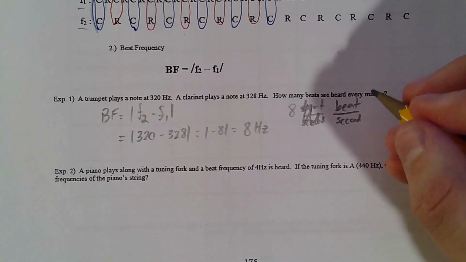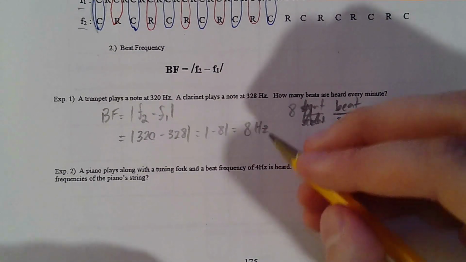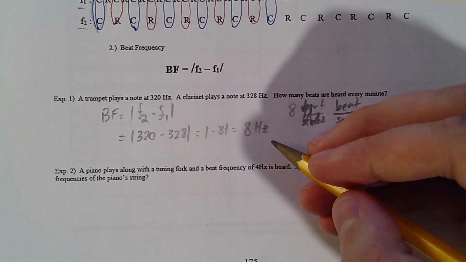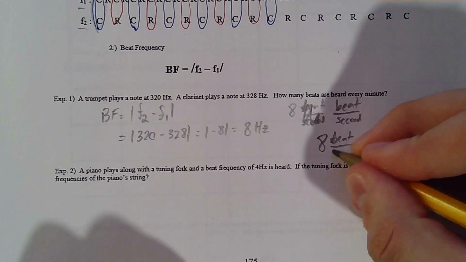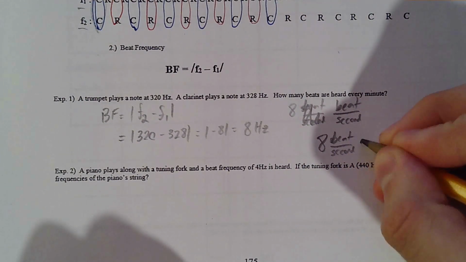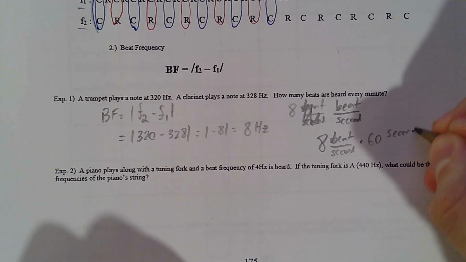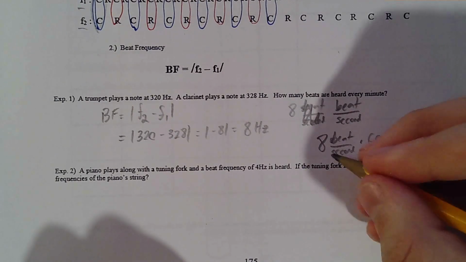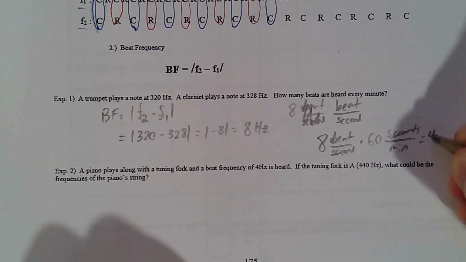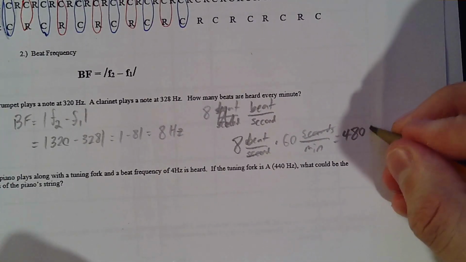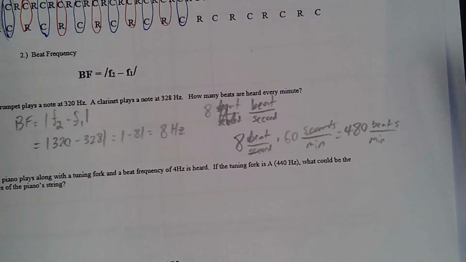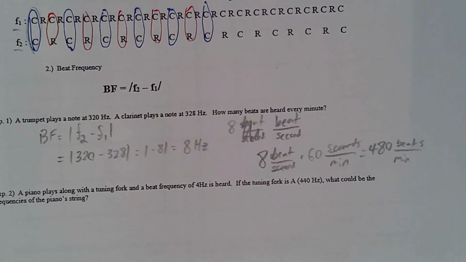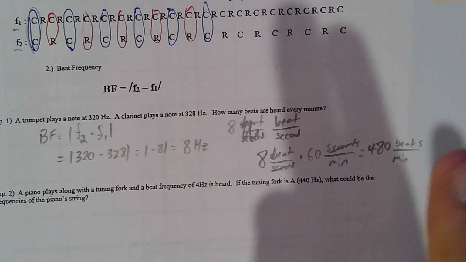Well, if we're looking for how many beats are heard in a minute, if we hear 8 beats in 1 second, well, there are 60 seconds in a minute, so we should hear 8 beats per second times 60 seconds per minute. Seconds will cancel out. 8 times 60, we get a solid 480 beats per minute. So that's how many beats, or the woo-woos, we hear in a minute. Okay, we're all good with that.